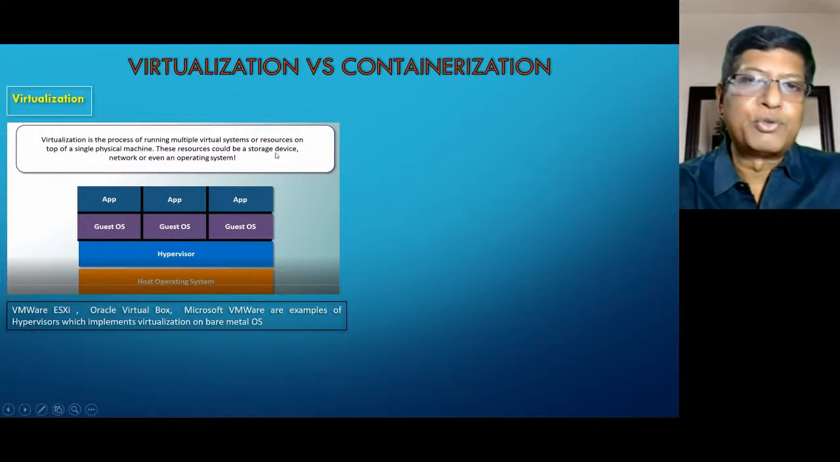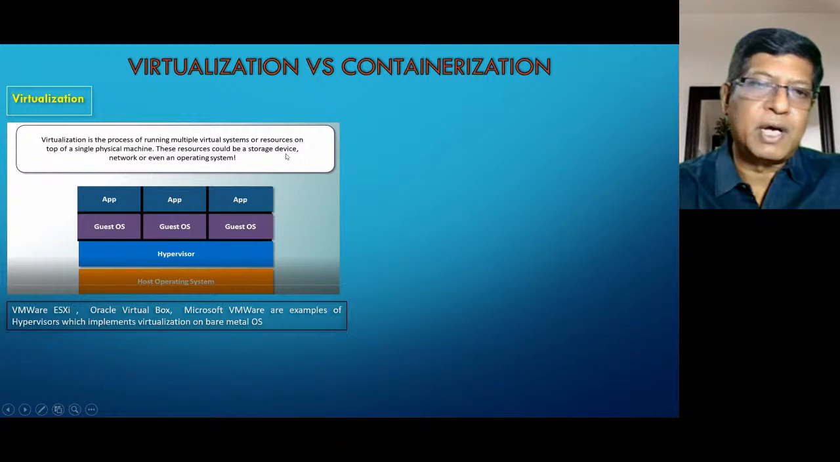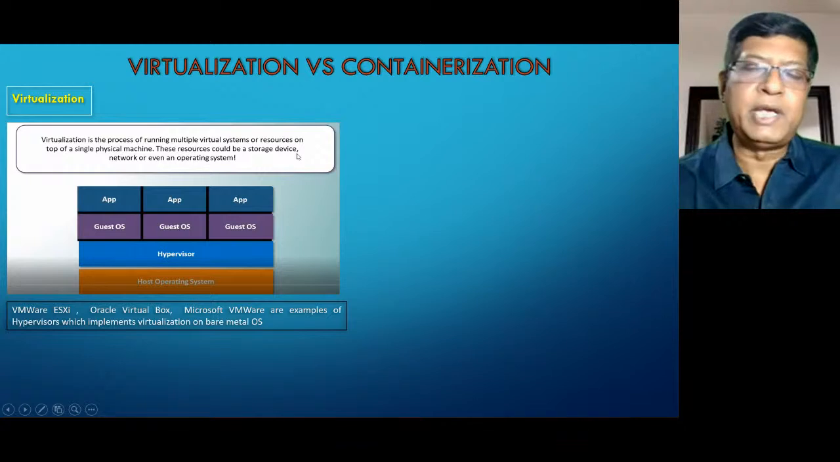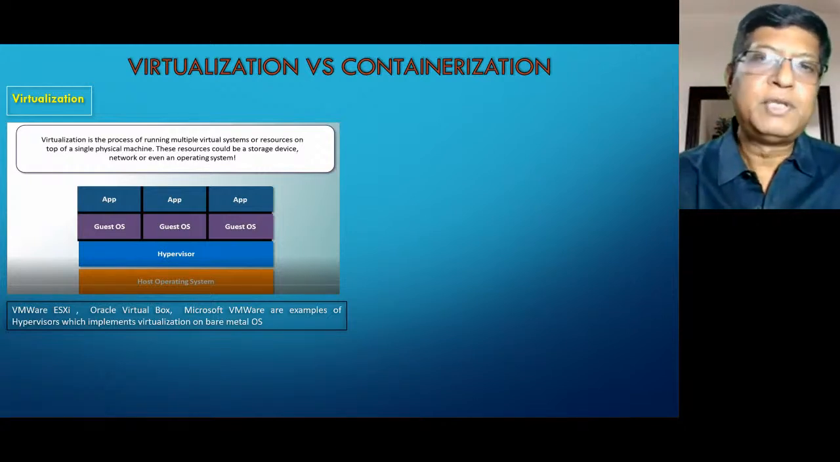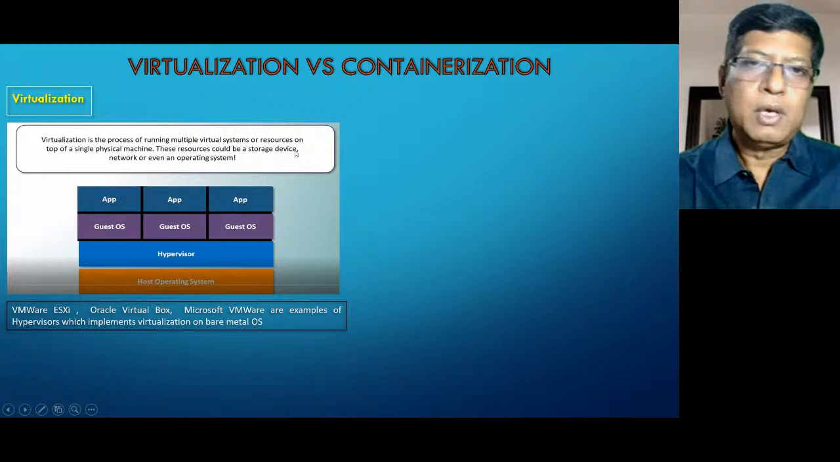These resources could be a storage device, a network, or even an operating system. So you can virtualize the operating system, you can virtualize your network, you can virtualize your storage device. So all of these applications have a part of the storage device. Earlier, only one application was using the entire storage device and was not able to share. So if the storage device was 1 petabyte or 1 terabyte, it was only using 20% of it, and the rest 80% was left unused.